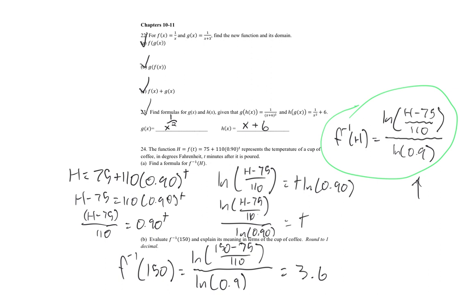So what does that mean? Well, remember the inverse function, you plug in h, where h is the temperature in degrees Fahrenheit of the coffee. So what this means is that whenever the coffee is 150 degrees Fahrenheit, and then we get back time from the inverse function, right? So whenever the coffee is 150 degrees Fahrenheit, this happens at 3.6 minutes after it is poured. So there we go.